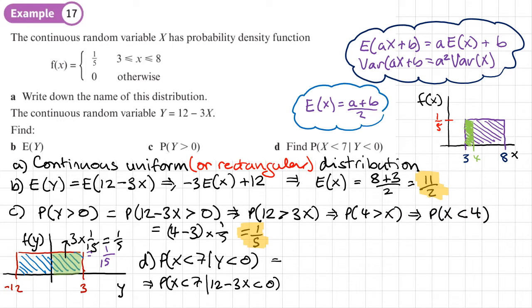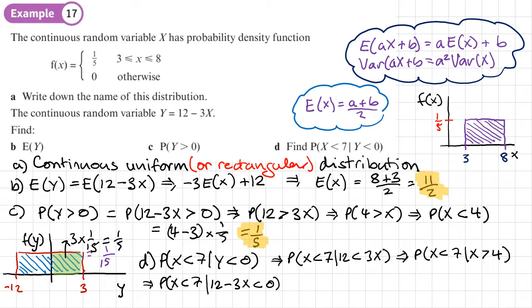So the next step would be the probability x less than 7, given that 12, add 3x to both sides, is less than 3x. Then if we divide both sides by 3 and flip the sign, we do indeed end up with x is greater than 4. So this is what we're trying to work out: the probability that x is less than 7, given that x is greater than 4.